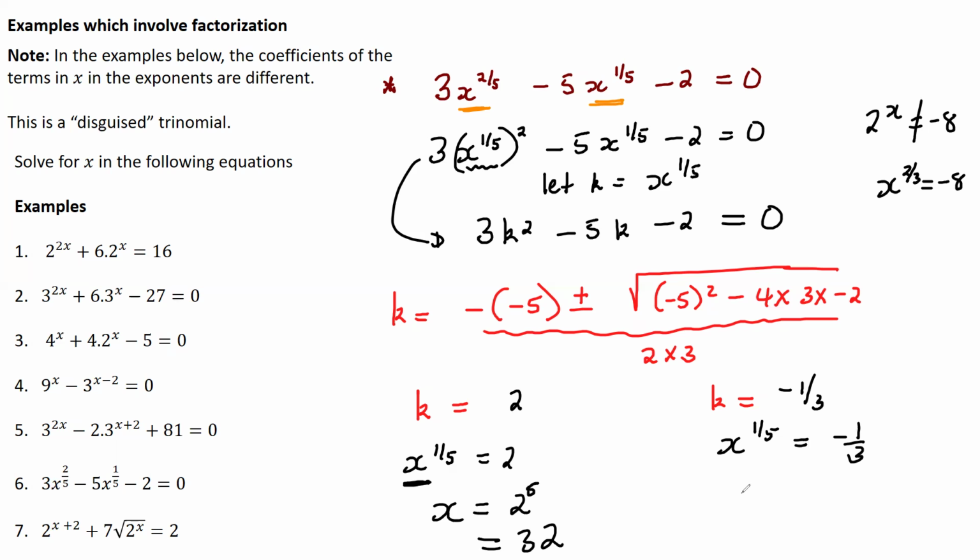Then when you're here, again, you do the same thing. You raise negative 1 over 3 to the power of 5. Remember, it's 5 over 1, which is like to the power of 5. And when you say negative 1 over 3 to the power of 5, I'm not so sure what you get. Get involved, tell me what you get. I get negative 1 over 243. Negative 1 over 243.